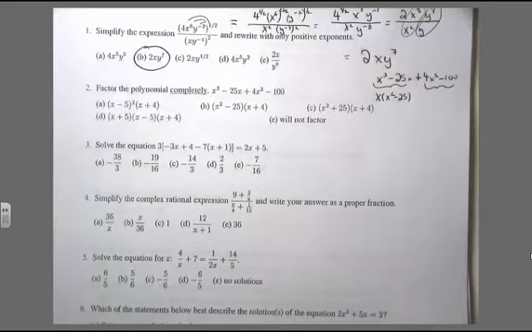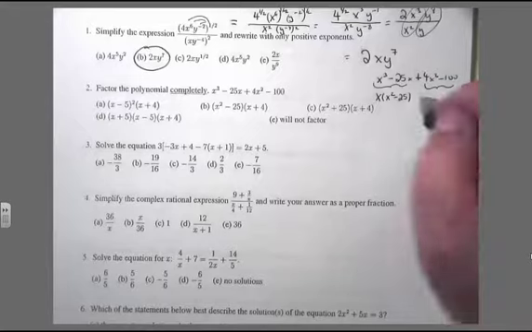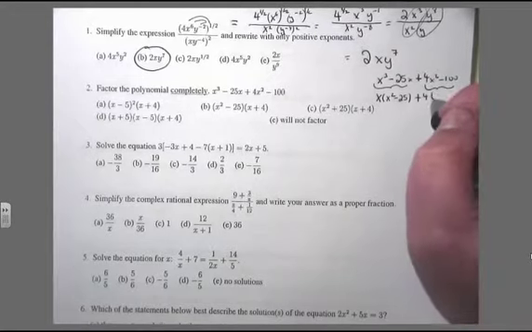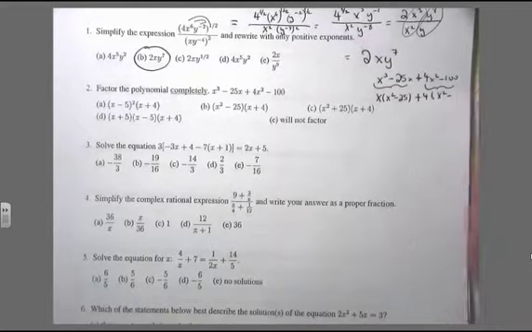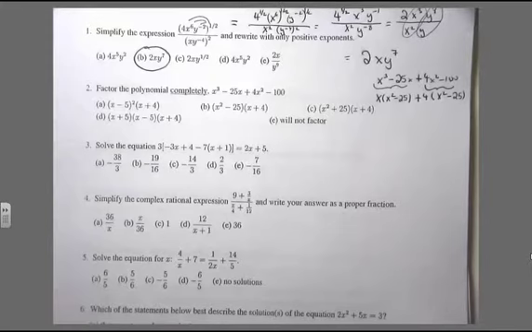What do you have in common that you could pull out on both those 2 terms? A 4. So pull out the plus 4, and you're left with an x squared minus, when you take 4 out of 100, what do you got? 25. 100 divided by 4 is 25.